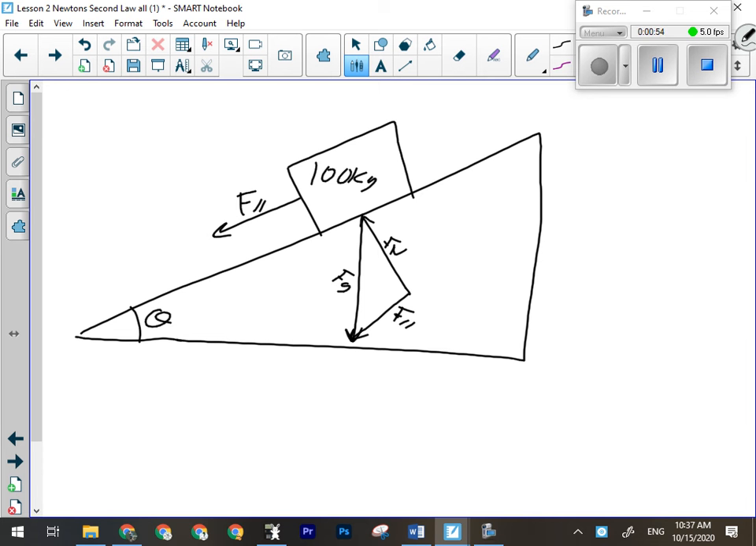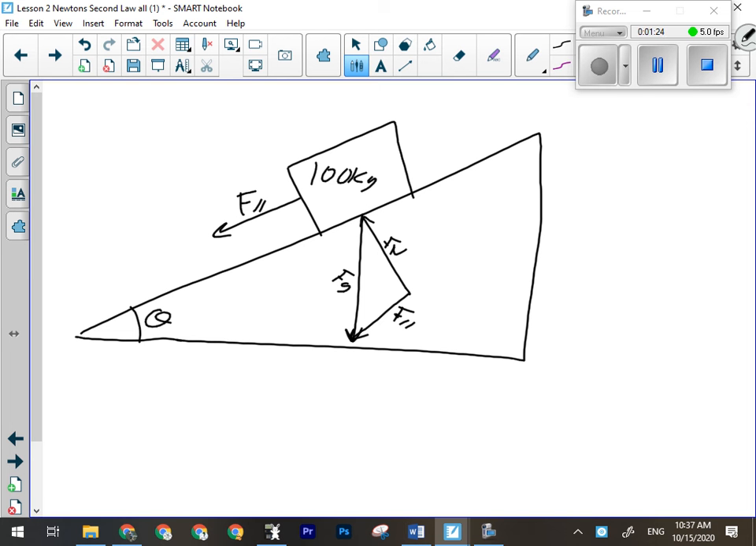And then there could be various other forces. There could be friction. If the object is moving down the hill, friction is acting which way? Up the hill. Friction would be acting up the hill if the object is moving down the hill. If the object is moving up the hill, friction is acting down the hill. F parallel always acts down the hill, because that's the way it points.